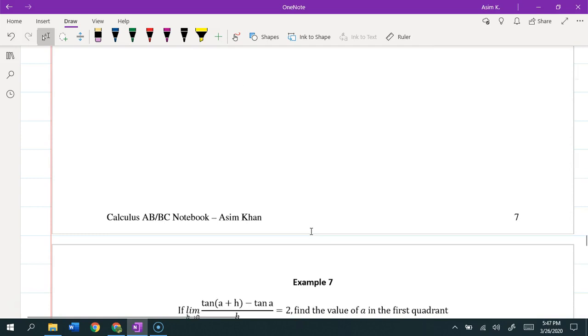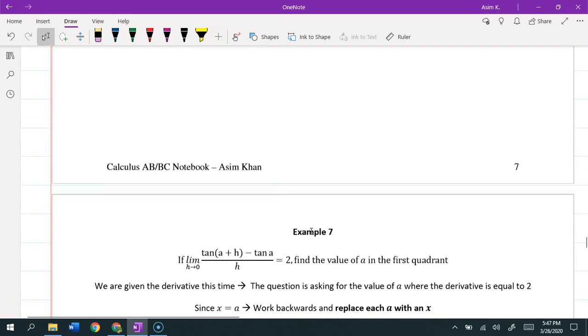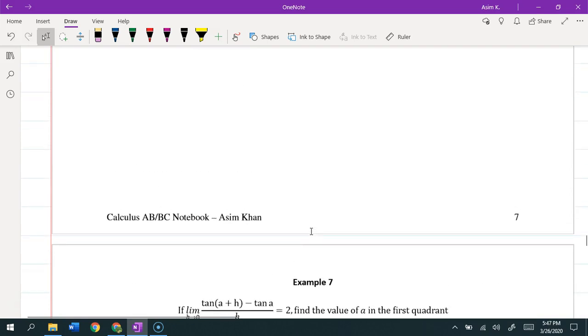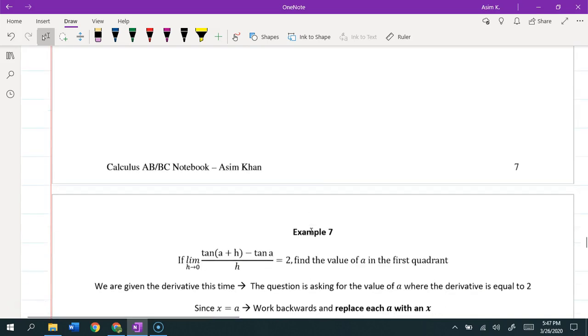Okay, now, number 7 is a bit of a tough one, okay, because it says find the value of a in the first quadrant. Okay, so let's figure this part out. First, you got to figure out which definition they are using. Is this the definition, or is this the alternative definition, right? So far, I think you may have caught on to the pattern. This is the alternative definition.